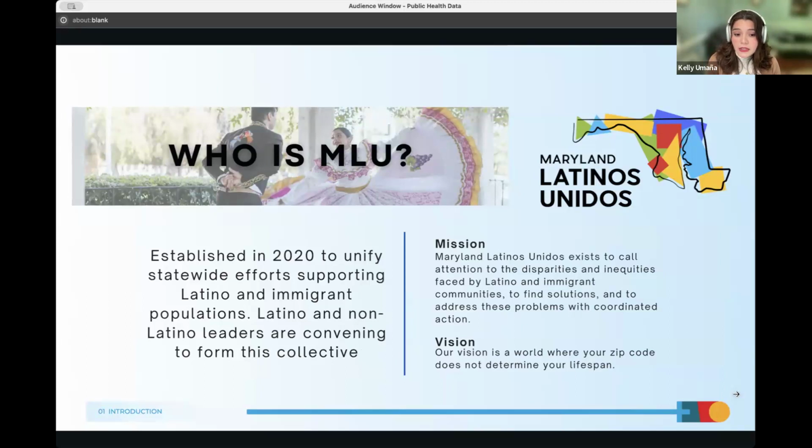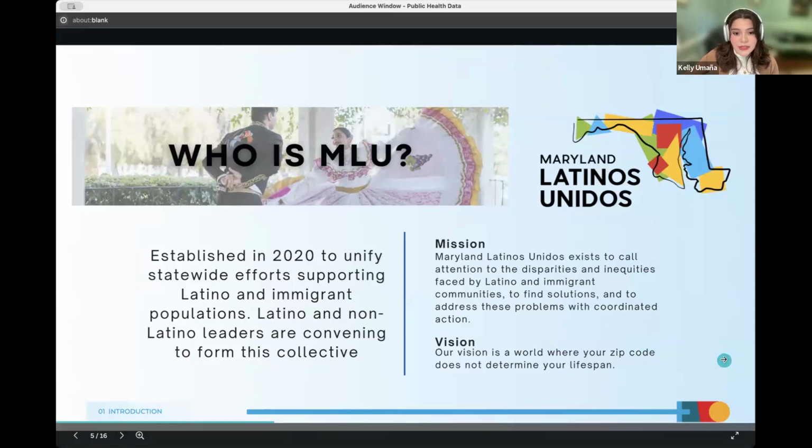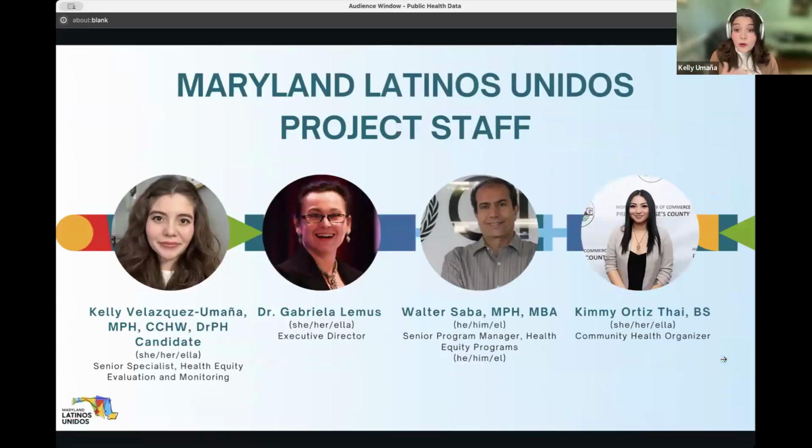We were convening this collective to unify our voices because our motto is Juntos Podemos Más, together we can do more. Our mission is to call attention to the disparities that our Latino and immigrant communities face, find solutions and address these problems through collective action. And our vision is a world where your zip code does not determine your lifespan. And so this is who we are.